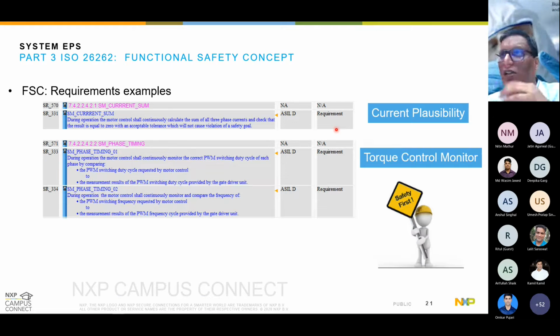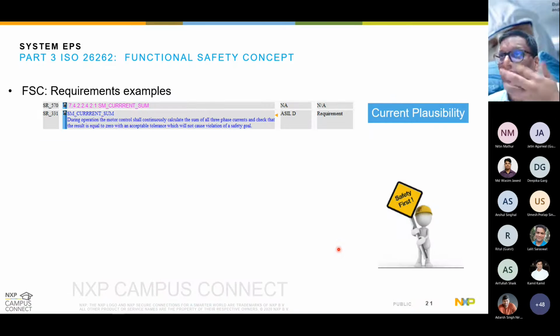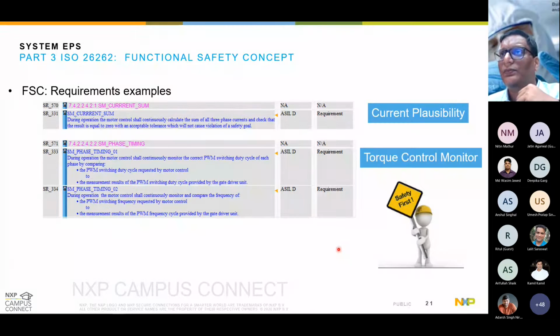More formally, we use certain tools to write requirements. These are some of the functional safety requirements that are there. Let me skip these, not going into too many details, but one requirement that we note as part of this functional safety requirement is that the sum of the phase currents of the motor should be equal to zero. If you add all the currents coming out of the motor, if you look at this diagram, you have sensors coming in. You have this current measurement done on the three phases of the motor, and when you measure the current here, the sum of those currents should be zero. So that is one of the requirements coming out of this functional safety concept.